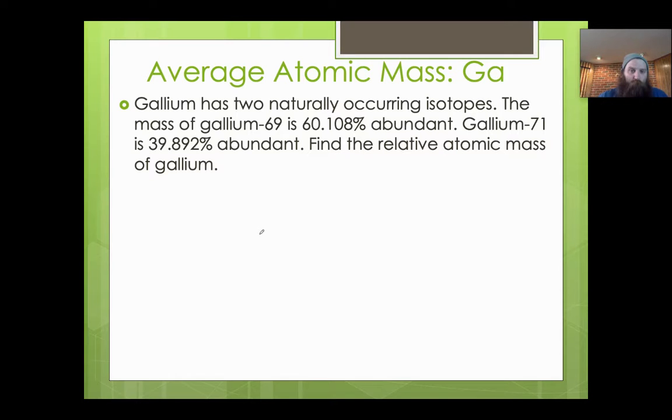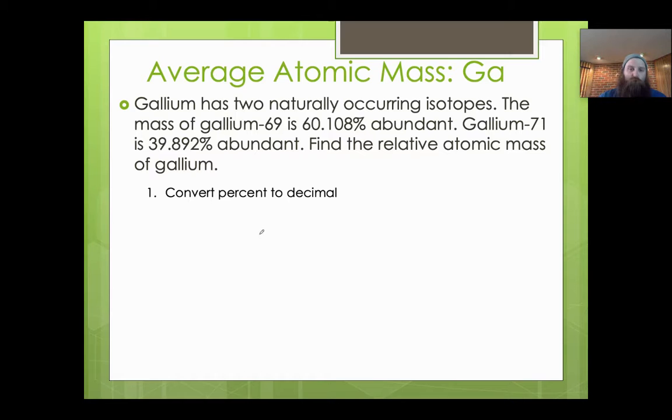Here's another one for you. The only way we get good at this is practice. So, do another one. Gallium has 2 naturally occurring isotopes. The mass of gallium-69 is 108% abundant, and gallium-71 is 39.892% abundant. Find the relative atomic mass of gallium. Little note, relative atomic mass and average atomic mass, those words are interchangeable.